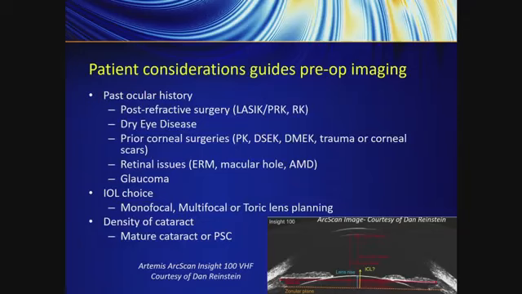Of course, this is about IOL choice, and now that we have a selection of, besides monofocals, torics, multifocals, and extended depth of focus lenses, we have to think about the whole eye before we can make the proper choice. And then, in terms of the density of the lens, one of the newer modalities really is the Artemis Arc scan, and this is courtesy of Dan Reinstein.